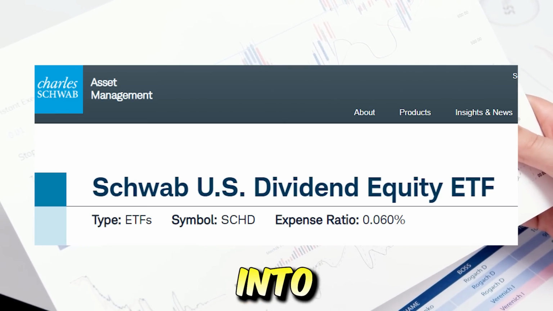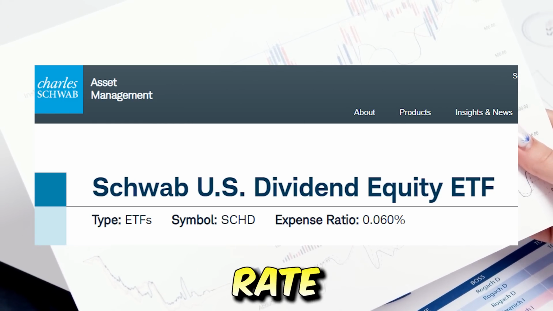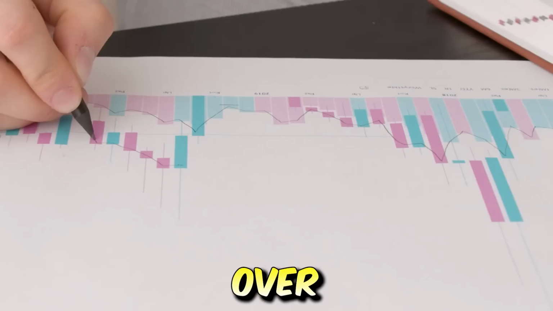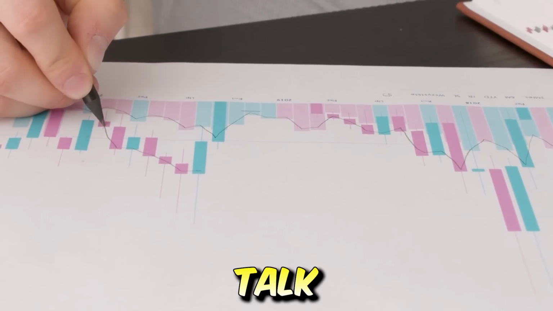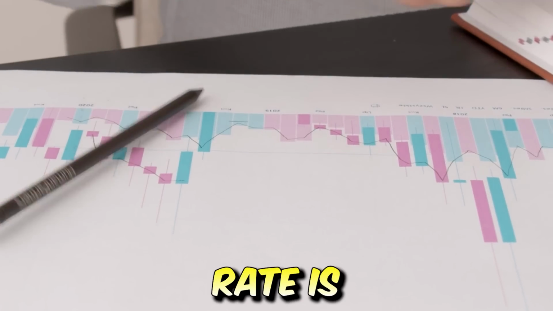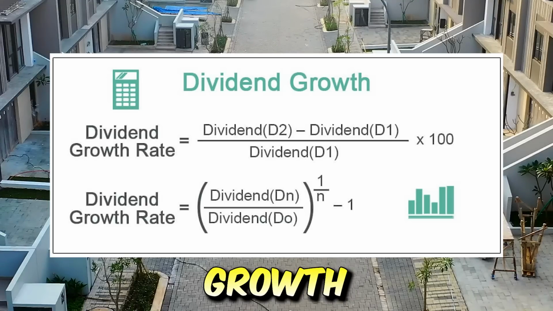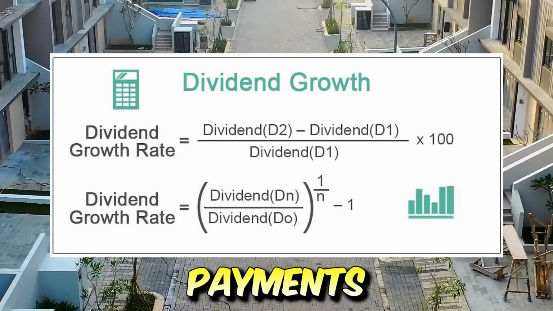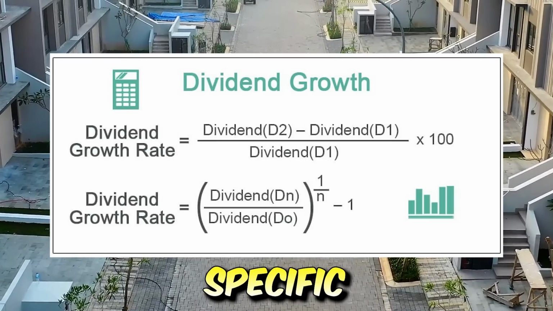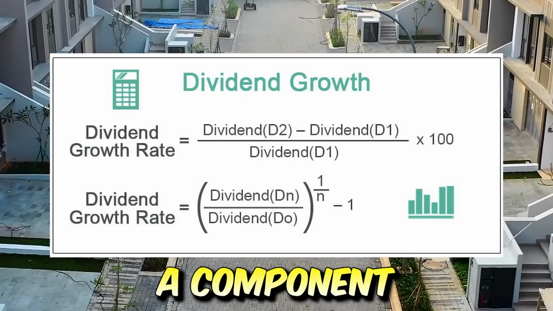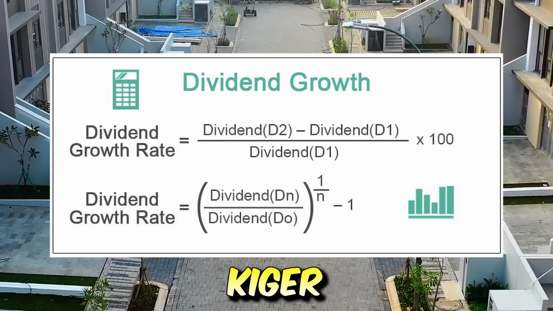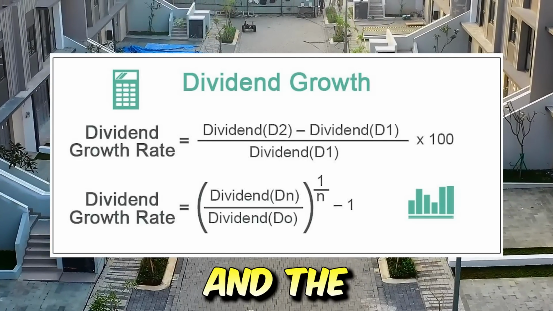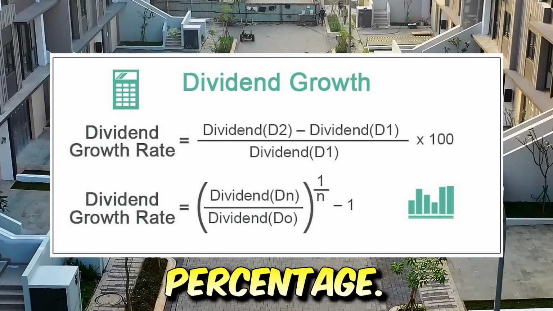Before we look further into SCHD's dividend growth rate and before we see how much SCHD's dividend is going to grow over the next several years, let's talk a little bit about what dividend growth rate is and how it works. So dividend growth rate is a measure that indicates the annual rate at which a company's dividend payments have increased over a specific period of time. It represents the compounded annual growth rate, or CAGR, C-A-G-R, of dividends over that period. And the dividend growth rate is often expressed as a percentage.